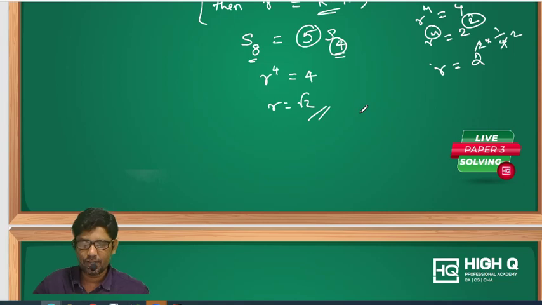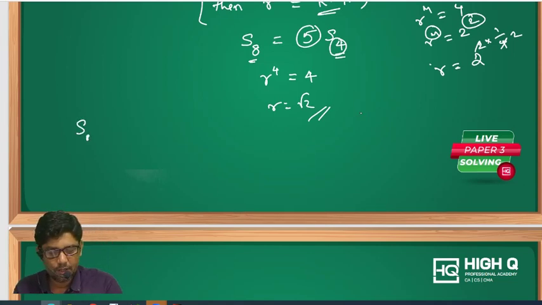Sir, they have given the common difference and all, sir. So what is Sn equal to? What is Sn equal to? 3n square minus n. Correct, appa?